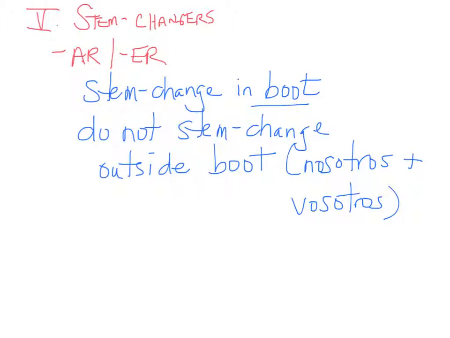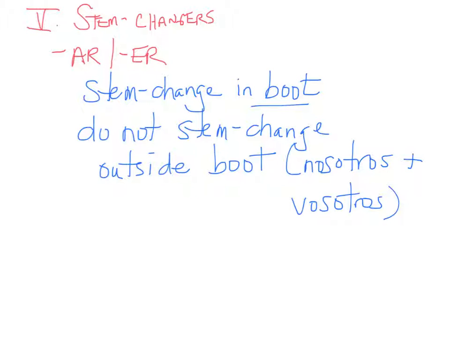The last part of the present subjunctive is, of course, the stem changers, and there are a few important things to realize that make the present subjunctive a little bit tricky when it comes to stem changers. First is for verbs that end in either AR or ER. These verbs are going to stem change in the boot, and you should know how to do stem changers and identify what kind of verbs make what kind of stem changes, so E to IE, O to UE, whatever the case may be.